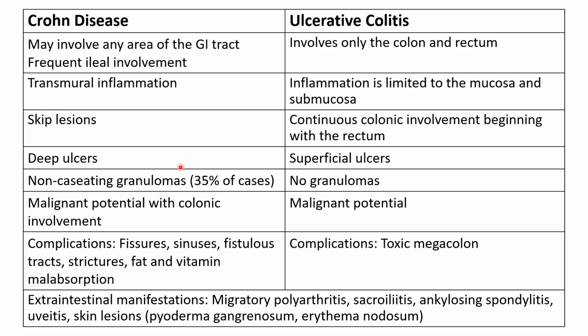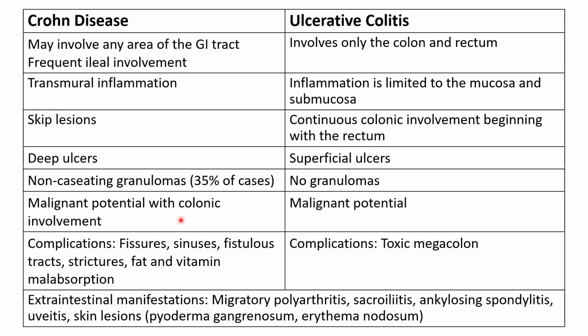Both in Crohn's disease and ulcerative colitis, you can see ulcers. In Crohn's disease, usually they are deeper. In Crohn's disease, you can see granulomas in 35% of cases, whereas no granulomas are seen in ulcerative colitis. And these granulomas are usually non-caseating.